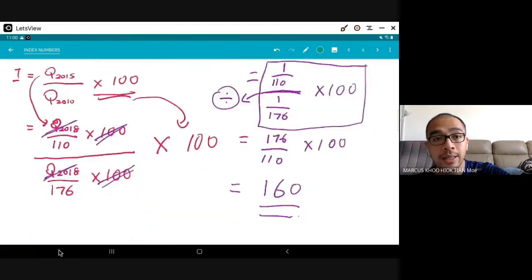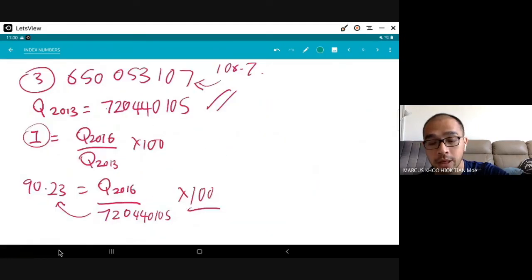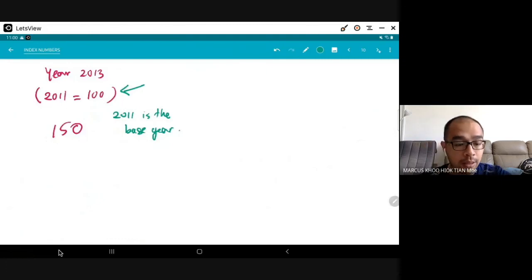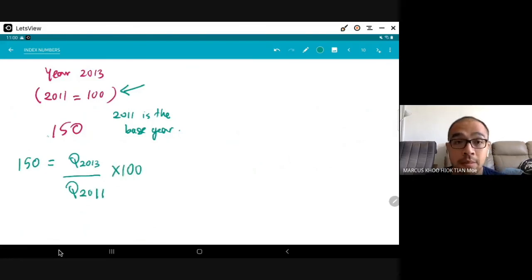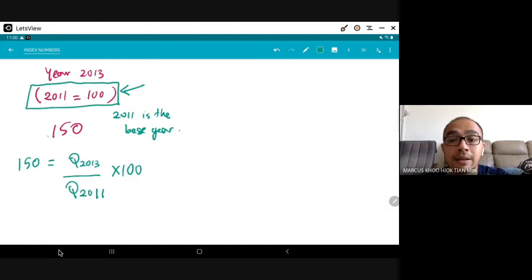So that means in this question number 4, I can say that this 150 equals to Q 2013 over Q 2011, times 100. Okay, so this one, they are telling us lah, but they're not writing it in sentence. They're telling us that 2011 is the base year. Okay, so 2013 is the current year lah. That's what this number 100 means. Okay, so don't forget that.